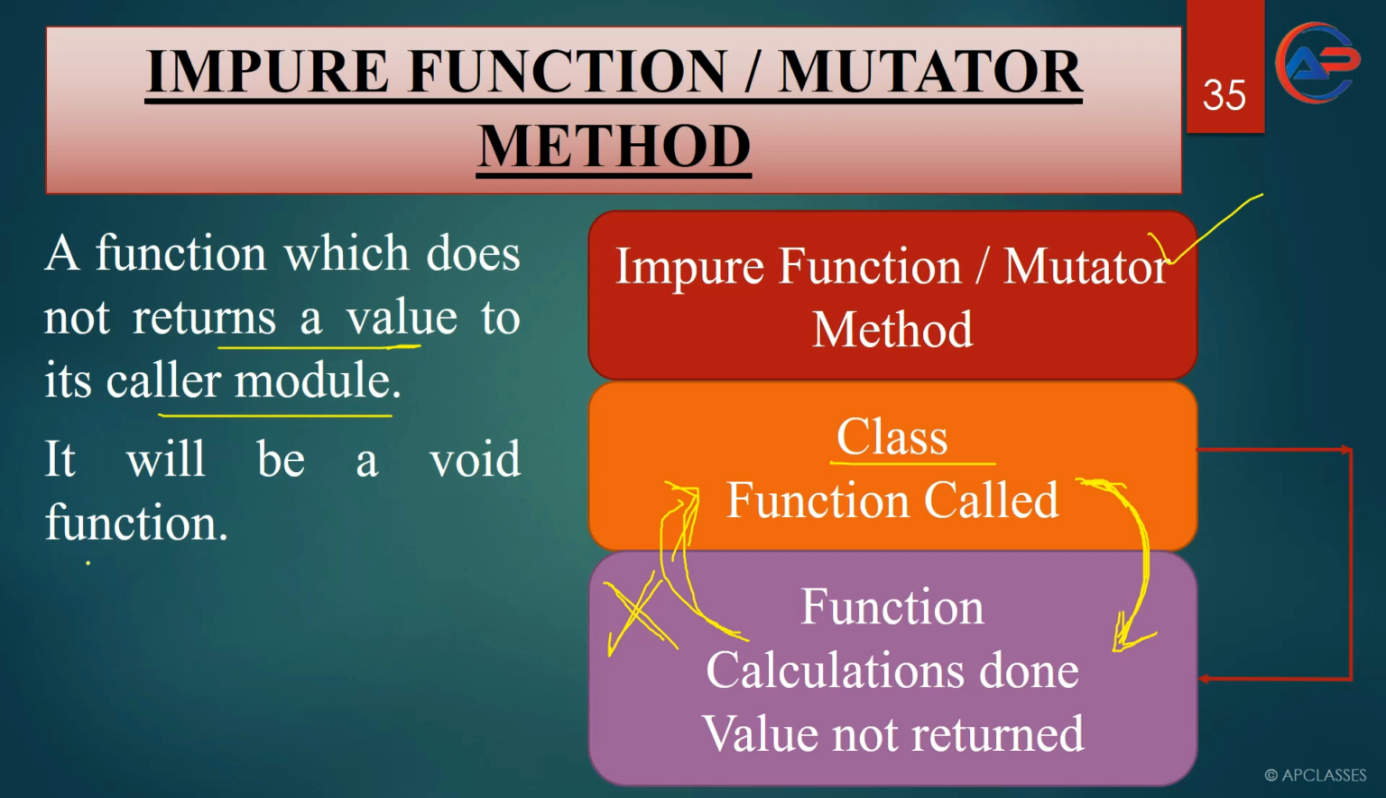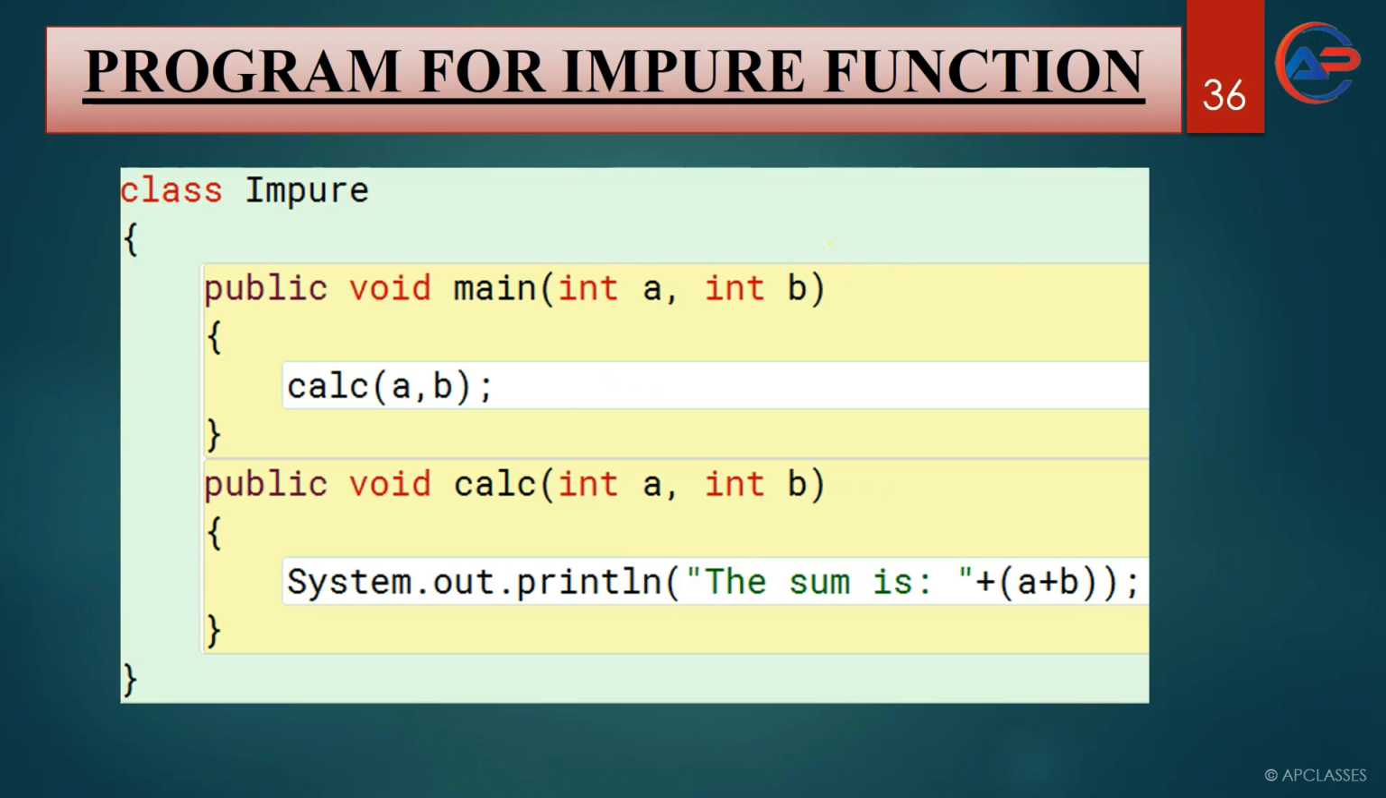So a function which does not return a value to its caller module is called an impure function, right? If it is not returning any value, it will be declared with void. Here the return type is void. In the previous example, the return type can be anything other than void, because it is returning a value, but here it is not returning anything, so it will be void. This is the example of an impure method.